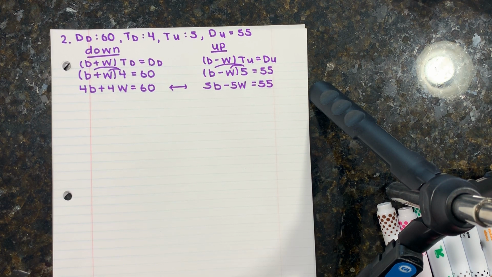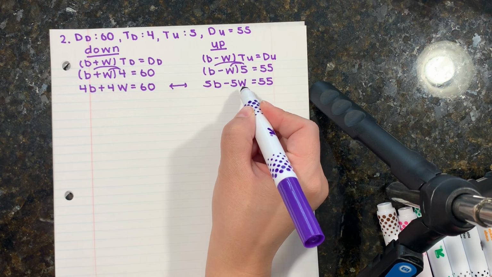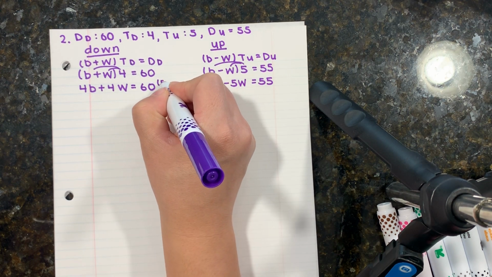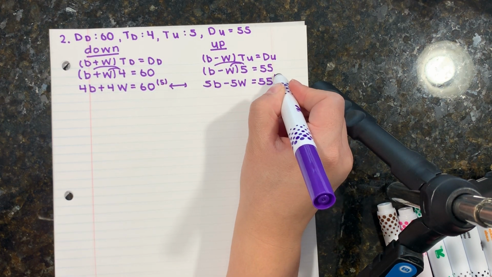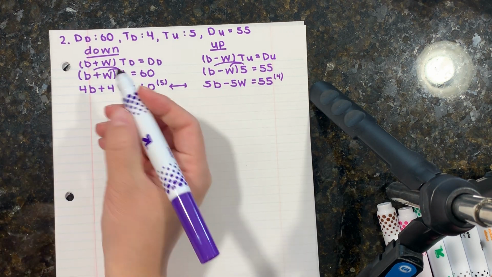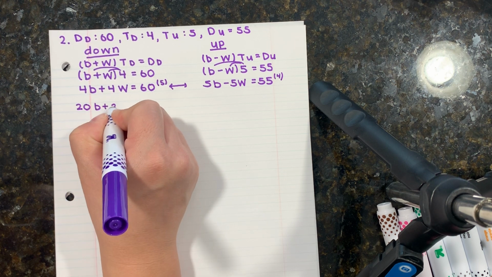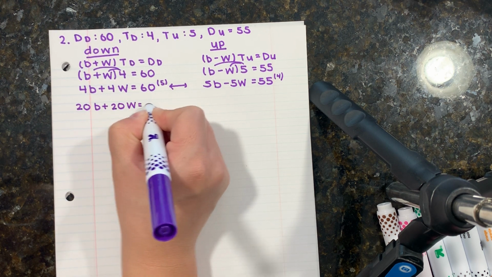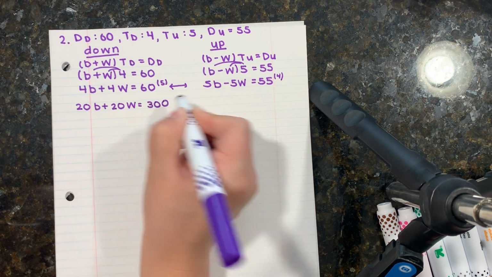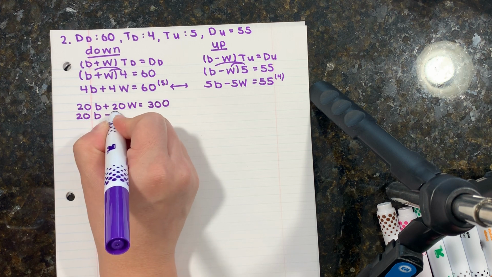Now you need to decide if you're going to do substitution or elimination. I'm going to do elimination, and I'm going to eliminate W. So because this one's positive and this one's negative, I'm going to multiply this one by 5, this one by 4. And that would give me 20B plus 20W equals 300. This equation over here would also be 20B, but minus 20W.